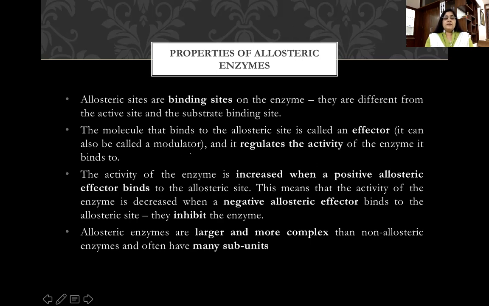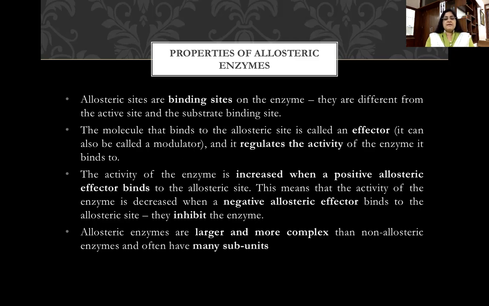Okay, so the allosteric sites are different from the active site. The molecule that binds to the allosteric site is called an effector. It can also be called a modulator, and it regulates the activity of the enzyme it binds to. Now, the activity of the enzyme is increased when a positive allosteric effector binds to the allosteric site. And the activity of the enzyme is decreased when a negative allosteric effector binds to the allosteric site. That is what is called inhibition of the enzyme.